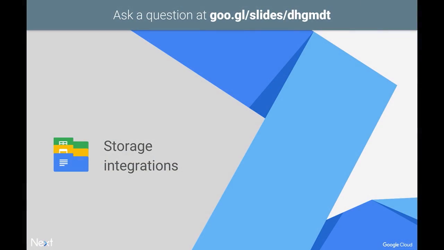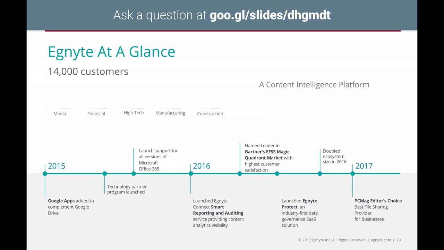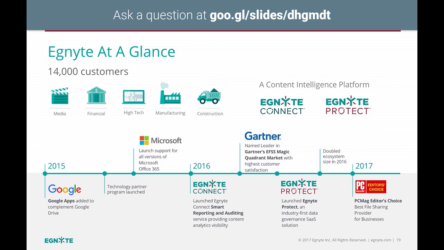Thanks, Brian. Very excited to be here today. For those of you that are not familiar with Ignite, we are an enterprise file sync and share company, among other things. We're a content intelligence company, to be exact. We have 2 product lines. One is Ignite Protect, which is a data governance solution.